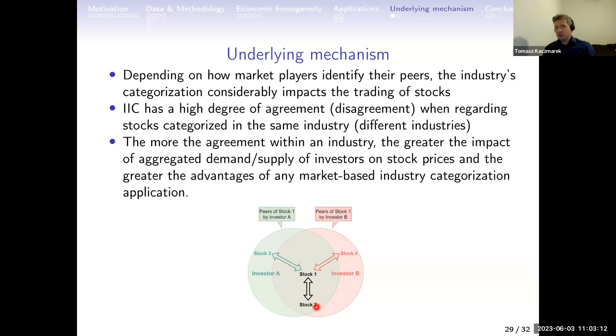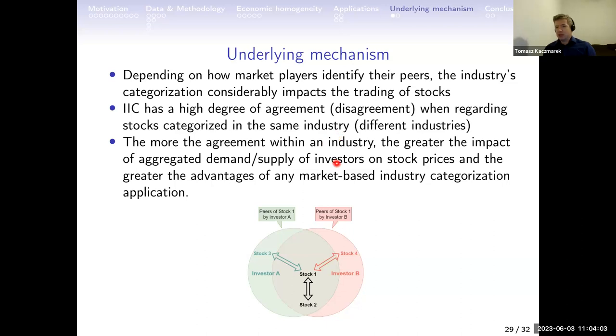When there is information that impacts stock 1 and can impact also other stocks that are in the same industry, then in fact, stock 2 will have a really strong reaction to this information because its demand or supply will be affected by the reactions of both investors together. But stock 3 will be reacted to only by investor A and stock 4 only by investor B. So from this perspective, we can say that the higher this common portion of investor beliefs, the stronger the industry classification. And what we see is that image industry classification has a high degree of agreement or disagreement regarding stocks categorized in the same or different industries.